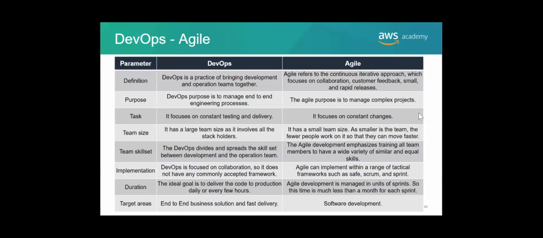As smaller is the team, here it divides and spreads the skill set between development and the operation team. Here it is emphasized training all the team members in a wide variety of similar and equal skills. Implementation in DevOps is focused on collaboration. In Agile it focuses on a range of tactical frameworks such as Safe, Scrum, and Sprint. Duration in DevOps is to deliver the code to production daily or every few hours. In Agile it is managed in units of sprints, so this time is much less than a month for each sprint.